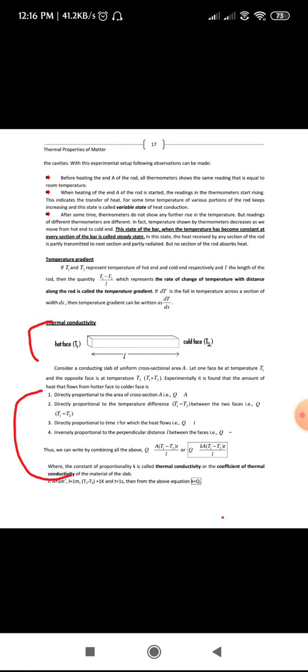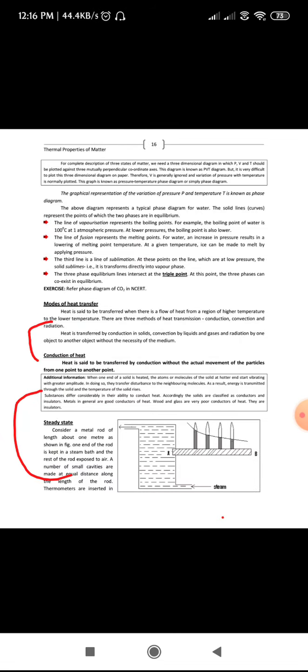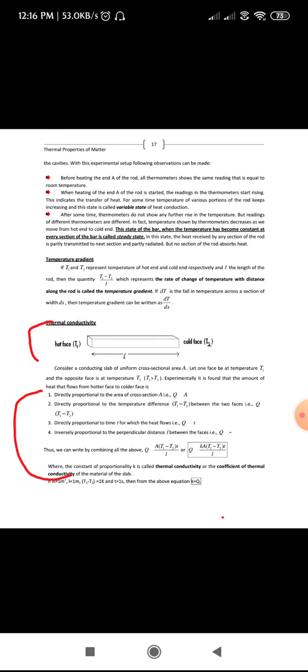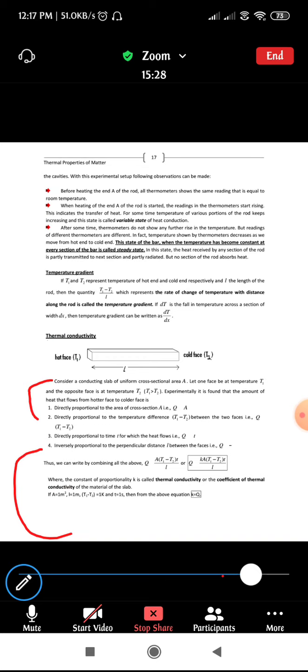Let us see what observation we are going to make. You can see the end A is subjected to the steam bath, which means you are heating one end of this rod. The end A of the rod is being heated. Next, let us see the observation.